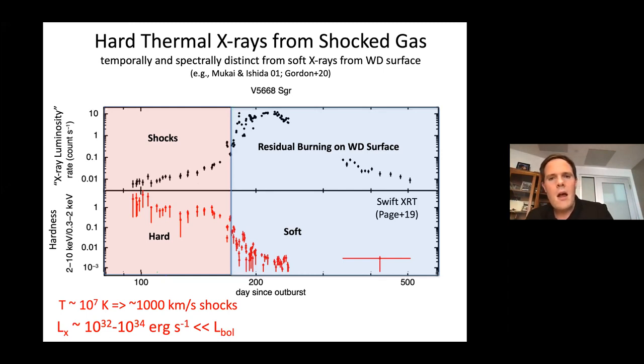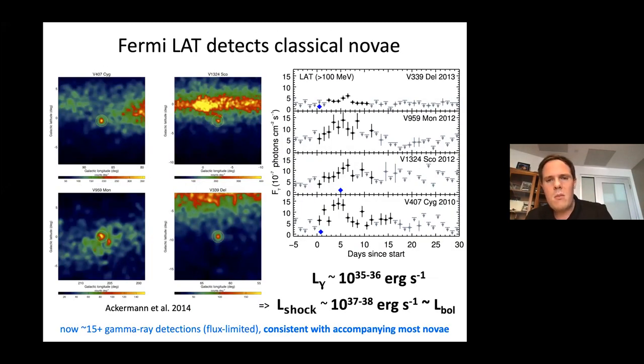But I think that the relevance of the shocks became apparent following the discovery in 2010 of GeV gamma rays coincident with a number of these novae. So on the left, I'm showing you the first 4 events. On the right, I'm showing you the gamma ray light curves from those events. Typically, the gamma rays are roughly contemporaneous with the optical. They have luminosities of 10^35 to 10^36 ergs per second.